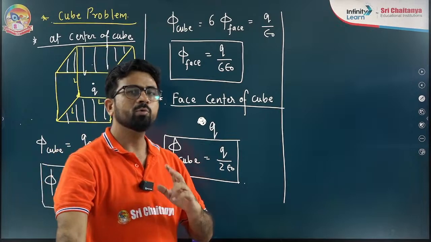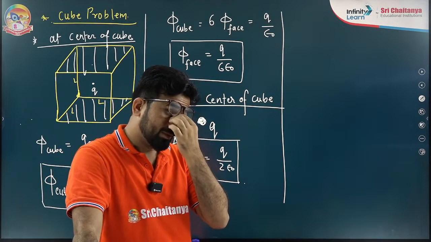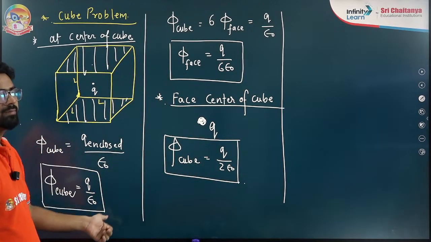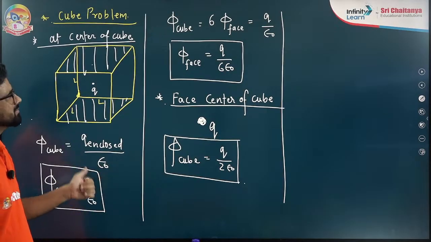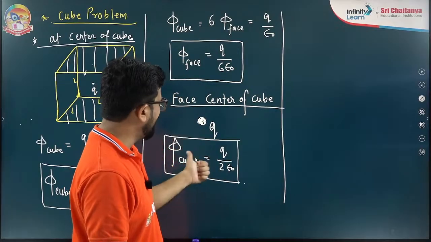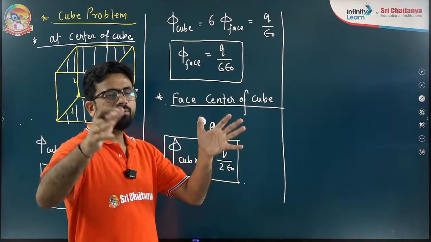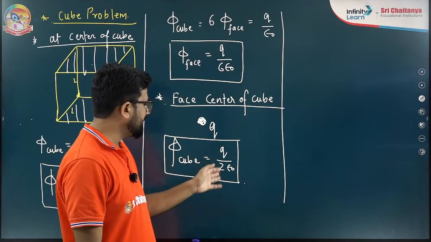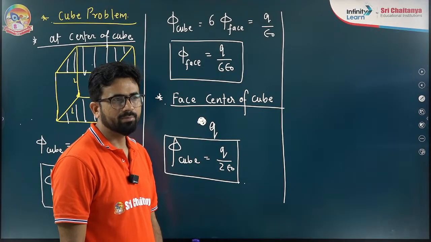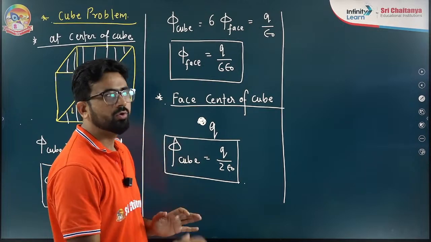Now one more thing comes to our mind: sir, just like you have said, the total flux is q by epsilon naught when the charge is placed at the center, and due to one face it is q by 6 epsilon naught. Good. But now with q by 2 epsilon naught, because there are 6 sides in total, you can divide by 6. So from one face it would be q by 12 epsilon naught. Is the answer correct or incorrect? The answer is incorrect. So don't do that.